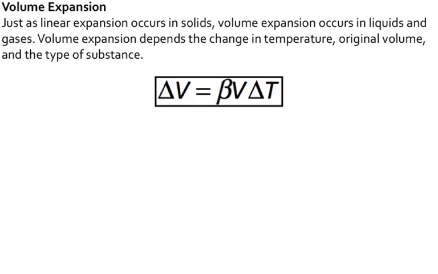So with solid objects, we generally talk about linear expansion. With liquids and gases, though, we generally talk about volume expansion. Volume being 3D, it's easier to see in a liquid or a gas. Very much a similar formula. We use delta V for the change in volume. That's a Greek letter beta. It kind of looks like a B, just a different variable because we're dealing with volume expansion. V for the original volume, and delta T for the change in temperature.